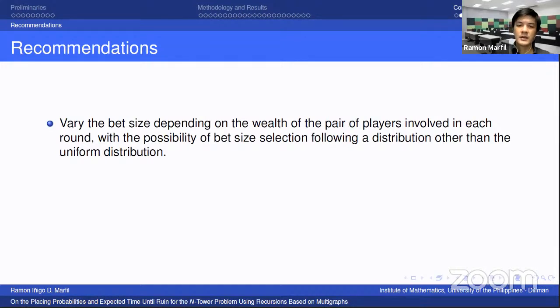kapag may na-select kayo na player, na dalawang players, laging 1 lang yung wealth na nata-transfer between those two players. So kung sino mananalo, makakakuha ng 1 unit of wealth galing dun sa losing player. Pero in a possible extension, kunwari yung dalawang players na yun ay may wealths na 4 and 3, for example, posible na more than 1 yung mawi-wager or mabibet nila in one round. So pwedeng 1, pwedeng 2, or pwedeng 3 units of wealth yung matransfer in one round. So that is one possible extension.